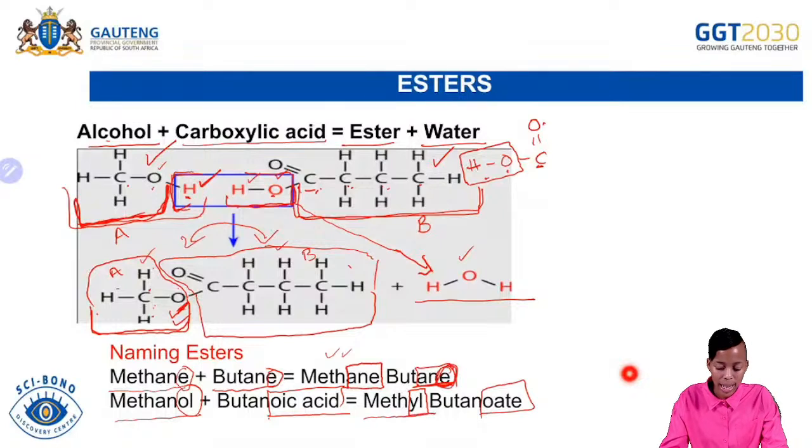So because it consists of 1 carbon, we are therefore going to call it what? A methyl. And then the carboxylic acid part, it consists of what? It consists of 4 carbons, but it has what? For you to see that you have the carboxylic acid part, what is it that you are going to see there? You will see the C double bond O. So again, we said it consists of what? Of 4 carbons. So therefore, the name will be called what? Will be called butanoate.